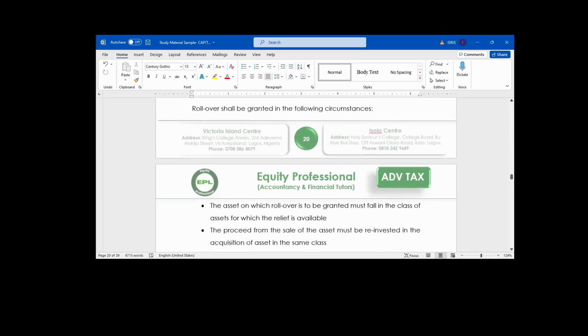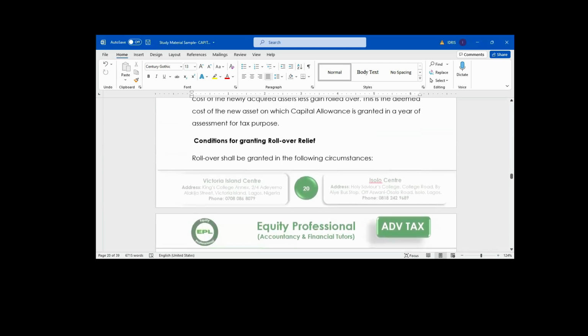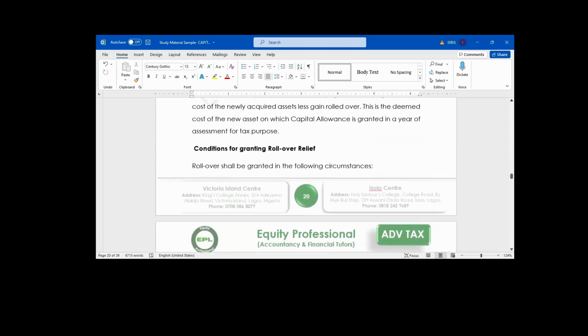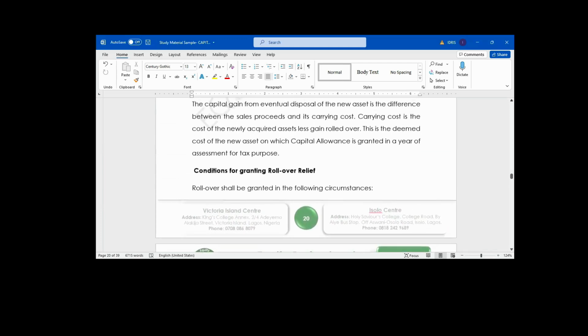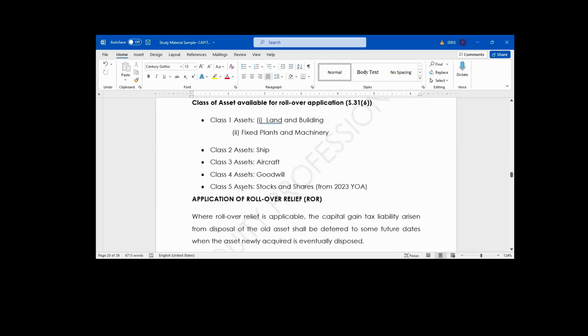What does this mean? It means that the asset must be in the classes like land, building, ship, goodwill, stock and share. It must be within this class 1 to how many? 5. It must be within this class 1 to 5.